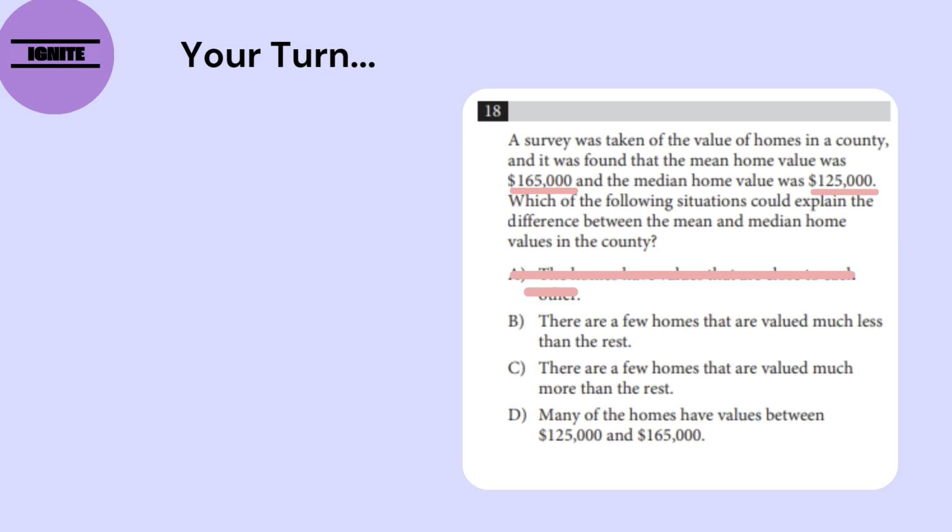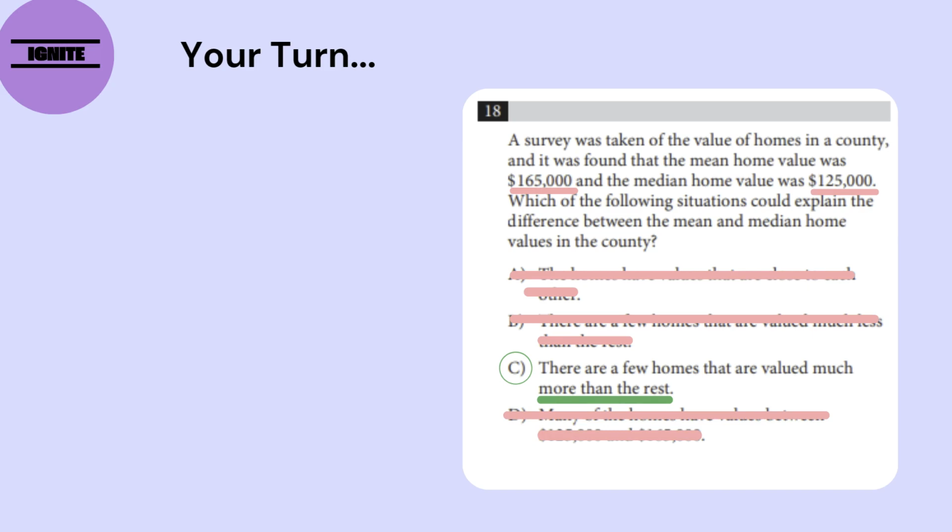So we know that the homes cannot be of the other. We also know that there cannot be a few homes that are valued much less, because there has to be a few homes that are valued much more. And we don't know that many of the homes have values between 125 and 165,000, but we know C is correct, because there are a few homes that are valued much more than the rest, because of the mean and median. This will be the correct answer, C.